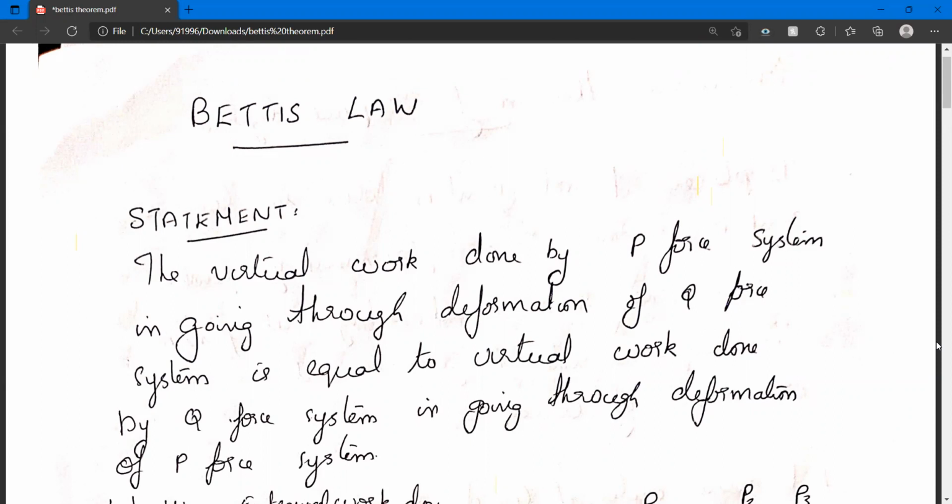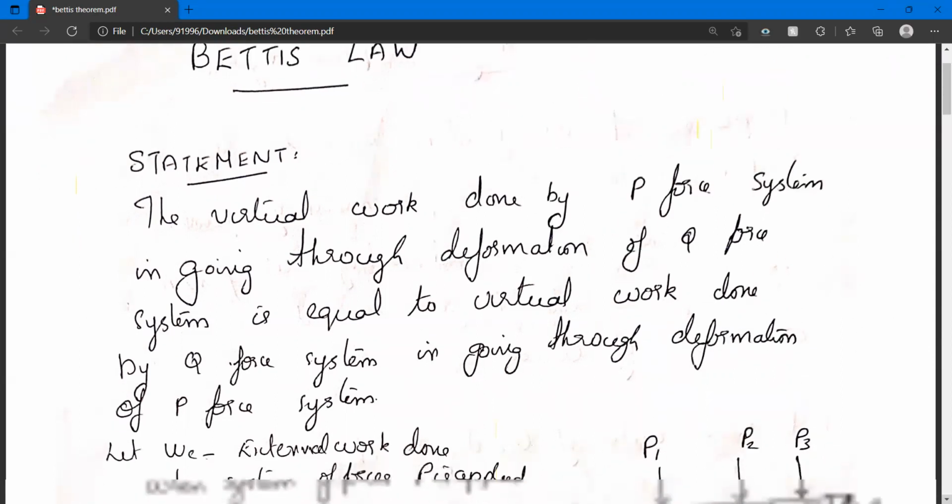So the virtual work done by P system in going through deformation of Q system. P system means loads P1, P2, P3, etc. And Q system means loads Q1, Q2, Q3, etc. So the virtual work done by P system in going through deformation of Q system is equal to virtual work done by Q system in going through deformation of P system.